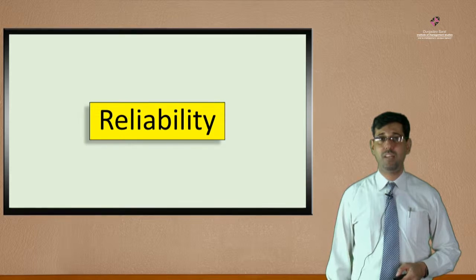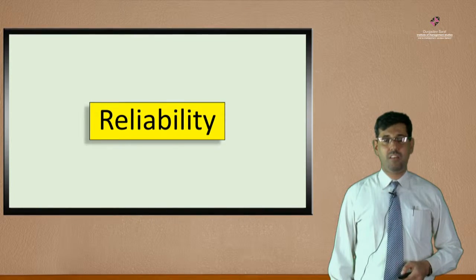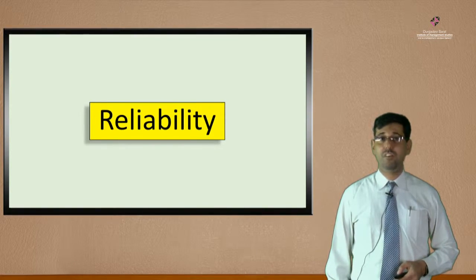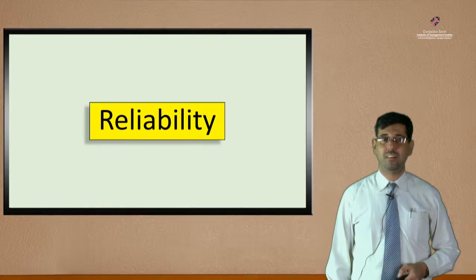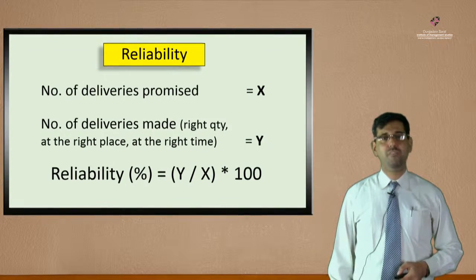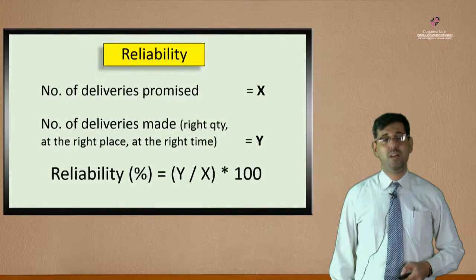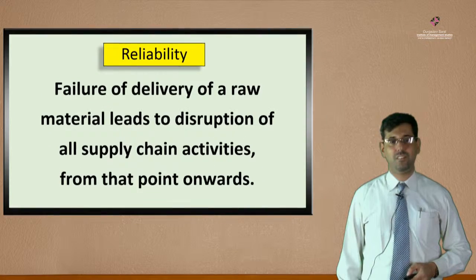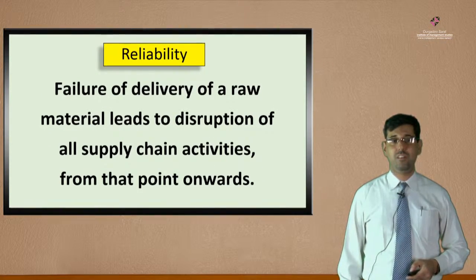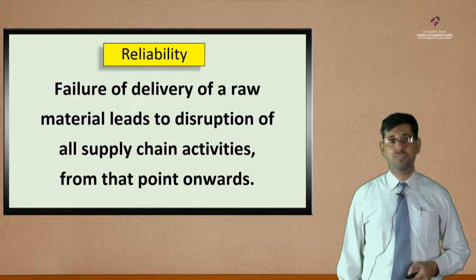The customer requires the quantity on Monday, then it has to be delivered on Monday. If it is required on Wednesday, it has to be delivered on Wednesday. In short, let us say the quantity which is delivered at the right time, right place, of the right quality level is quantity Y. Then reliability is Y divided by X. If you express it as a percentage, then it's Y divided by X, this number multiplied by 100. Failure of delivery of raw material leads to a disruption of all the supply chain activities from that point onwards. Hence, reliability is important.